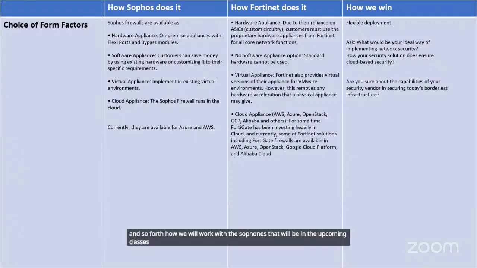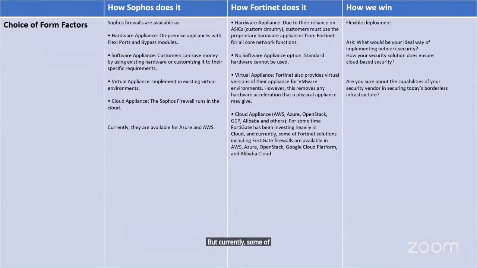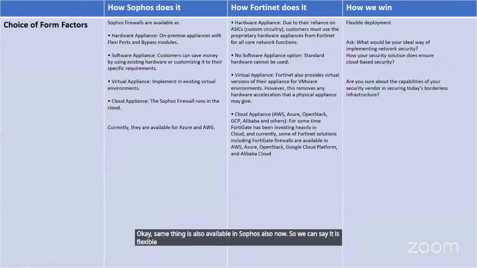For cloud appliances, that is AWS, Azure, OpenStack, GCP, Alibaba, and others: for some time FortiGate has been investing heavily in cloud, and some of the Forti solutions, including the FortiGate Firewall, are available in AWS, Azure, OpenStack, Google Cloud Platform, and Alibaba Cloud also. The same thing is also available in Sophos now. So we can say it is flexible deployment. You don't have to mandatorily purchase the hardware appliances provided by Sophos. But of course, we will discuss when they are required, as compared to FortiGate.